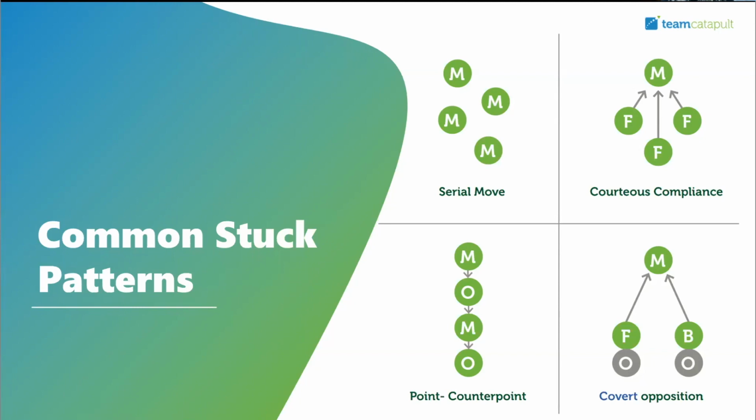The next one is courteous compliance. And in courteous compliance, this is that place where someone says, this is where we need to go, let's go get sushi, and someone else says, okay, sure. Or, sounds good, just tell me what you want me to do. So courteous compliance over time points to a third phenomenon or pattern that's called covert opposition.